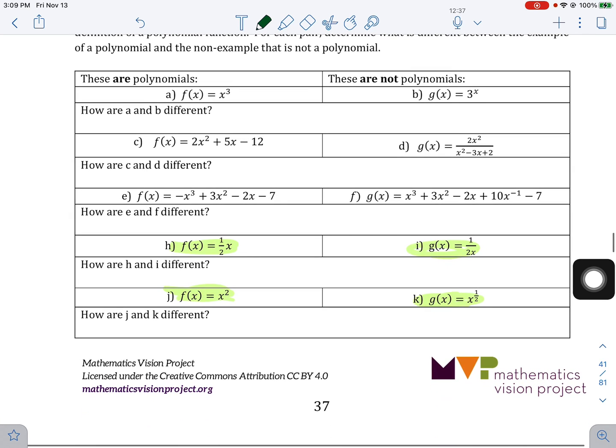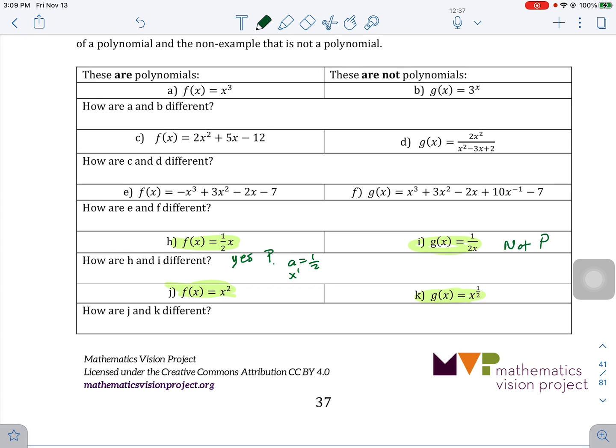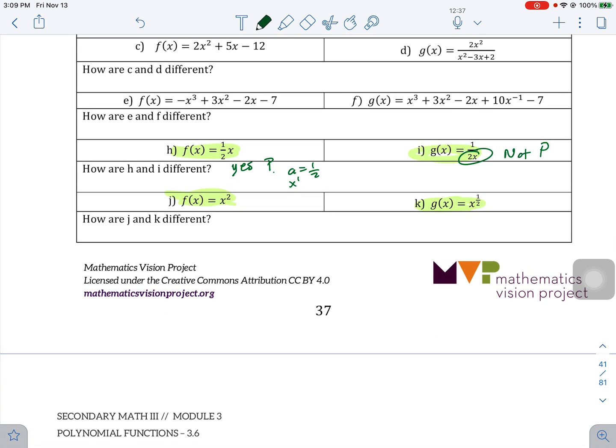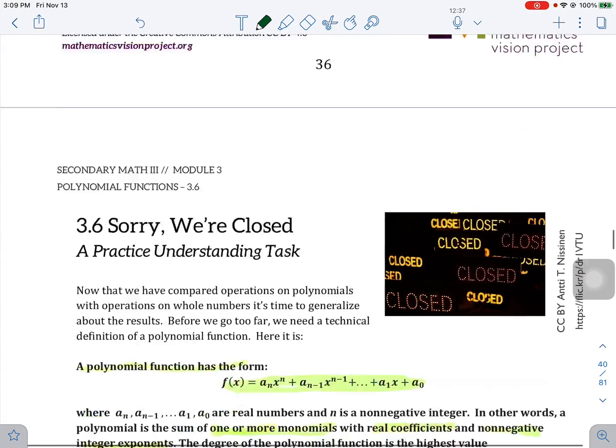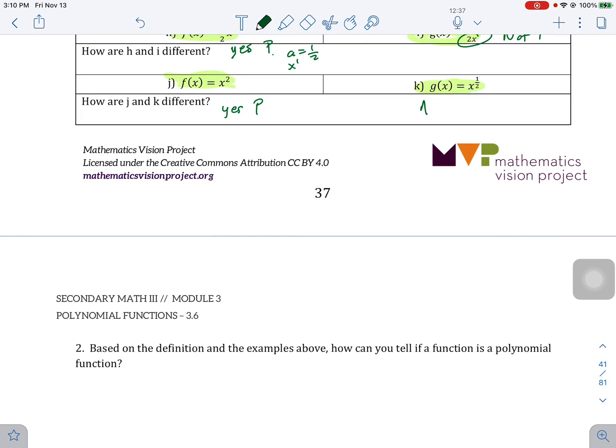All right. So they ask you a couple of questions. Well, h is, yes, a polynomial, because a equals a half, and you have x to the first as the term. But g of x is not a polynomial, because you have a denominator with an x value. Similarly, yes, x squared, the parent function, is a polynomial, but x to the half is not. No fractional exponents. That's what disqualifies it.